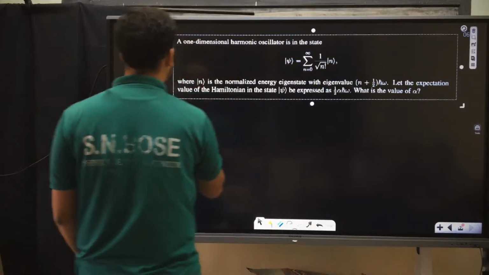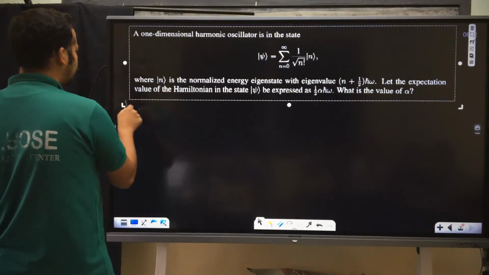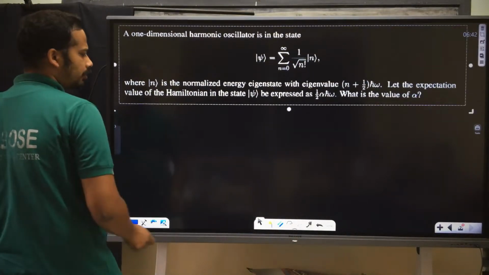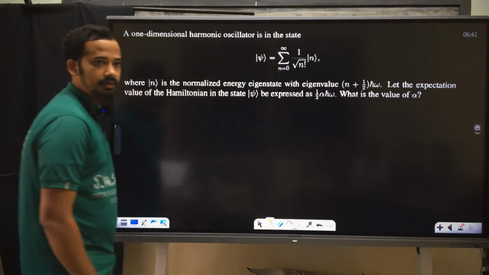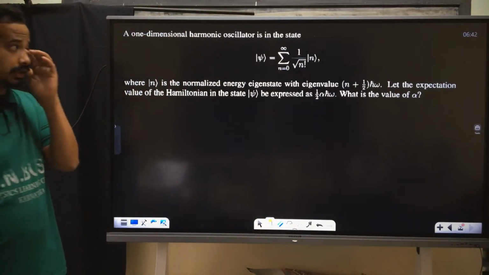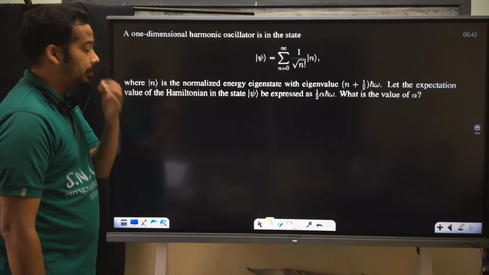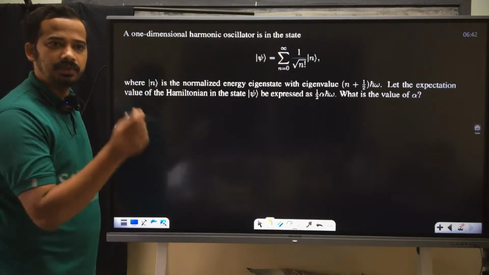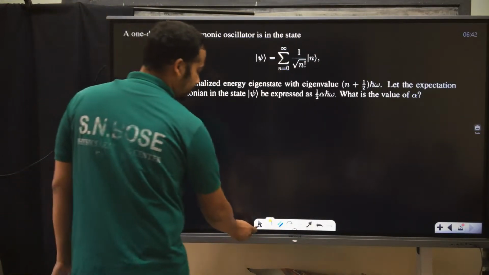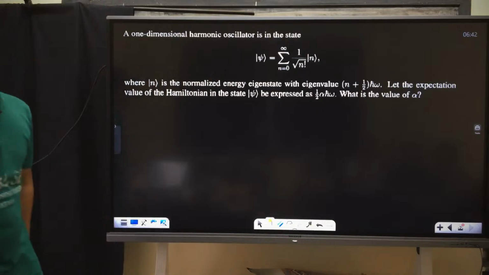Whenever they give the state, if they mention that it is normalized, then you had better check whether it is normalized or not. Sometimes questions were wrong. They mentioned that it is normalized, but it was not normalized. Some typing mistakes were there. But in this question, they didn't mention that it is normalized.